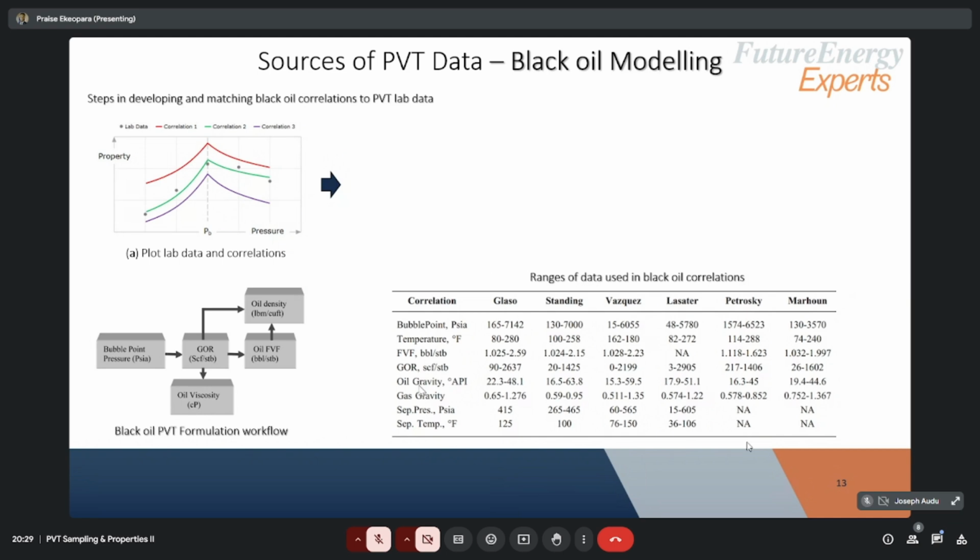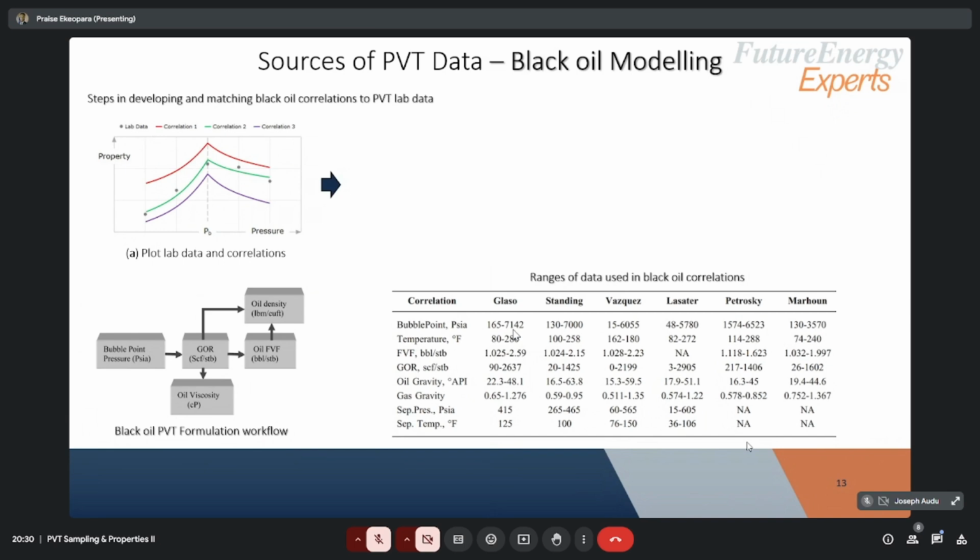Then for this one, let me just run through it again. I was trying to explain that these things you are seeing are PVT parameters, right? Where you have bubble points, temperature, and the likes. Then these are various correlations. Now, for each correlation, they have their tolerance, they have their PVT ranges. So for GLASO, this 165 to 7,142 is informing you that GLASO, from research, from experimentation, has proven to be very competent and very good at estimating bubble point pressures of this range.